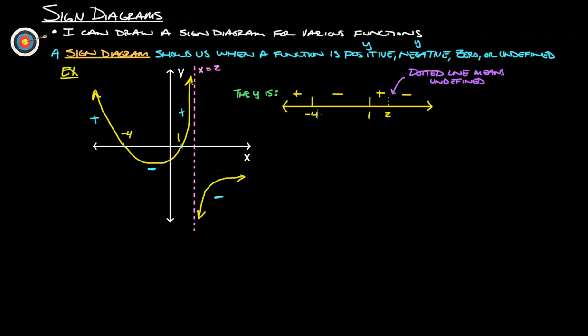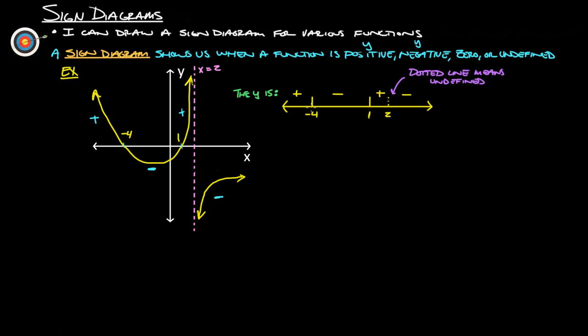Really what you want to do for a sign diagram is draw yourself an arrow, a number line, and then find your x-intercepts and your asymptotes. The x-intercepts are at -4 and at 1, and then we have an asymptote here at 2. The dotted line means that it's undefined, that's an asymptote, and these regular straight lines just mean x-intercept. The x-intercepts are at -4 and +1.